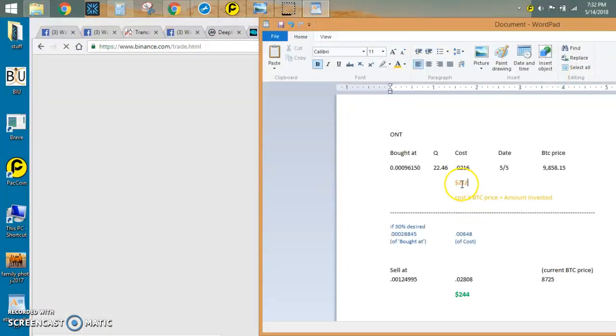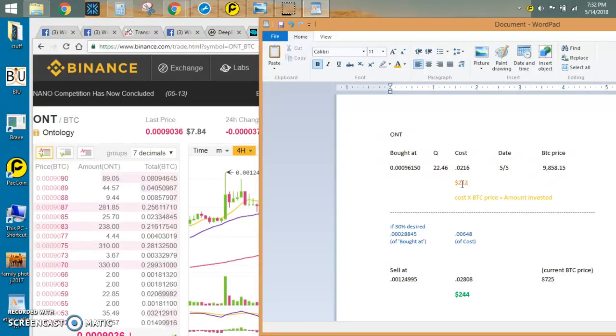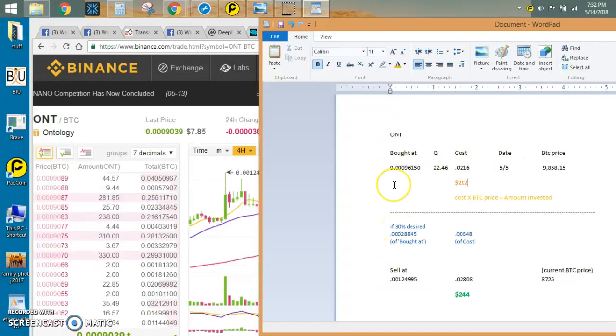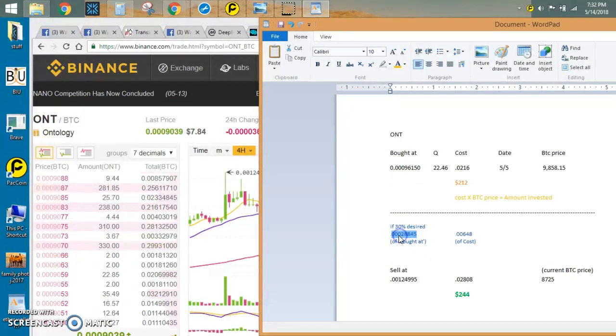So anyway, this is how much I put in. What I want to do is start making, let's just say I'm using 30% as a round figure to do this calculation. So if I want to make 30% on this trade, now I have to do some calculations. I grab a calculator and take 30% and multiply it by this amount. You type this into the calculator and multiply by 0.3 and you get this amount, which means you now have to take this, add it to this, and that is how much you're going to sell your ONT coins at.